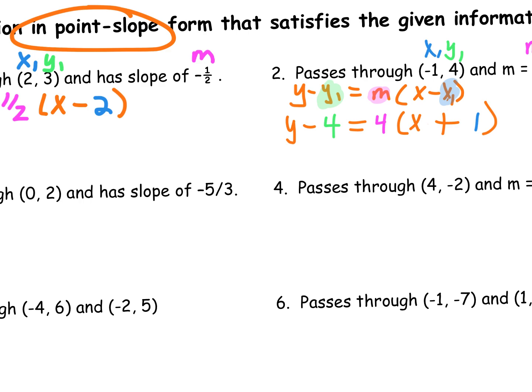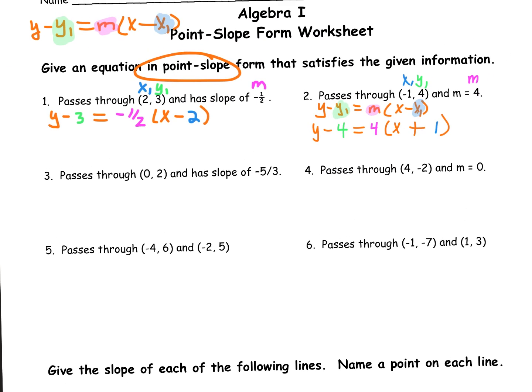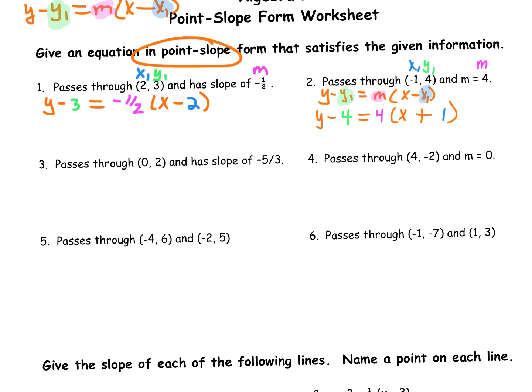So numbers 3, 4, 5, and 6, straight up, just write it down, okay? Yes, ma'am. Okay, give me one.